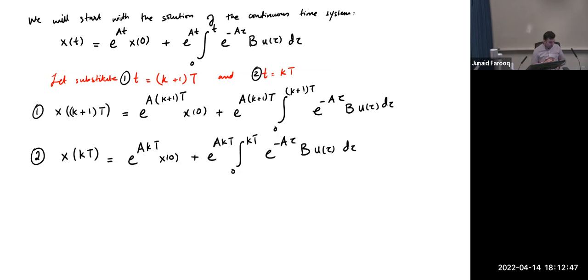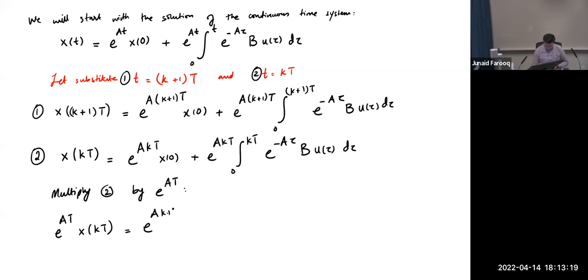Now we can multiply the second equation by e to the power A capital T. So you will get e to the power A capital T x of kT equals e to the power A(k plus 1)T x of 0 plus e to the power A(k plus 1) capital T times the integral from 0 to kT of e to the power minus A tau B u of tau d tau.